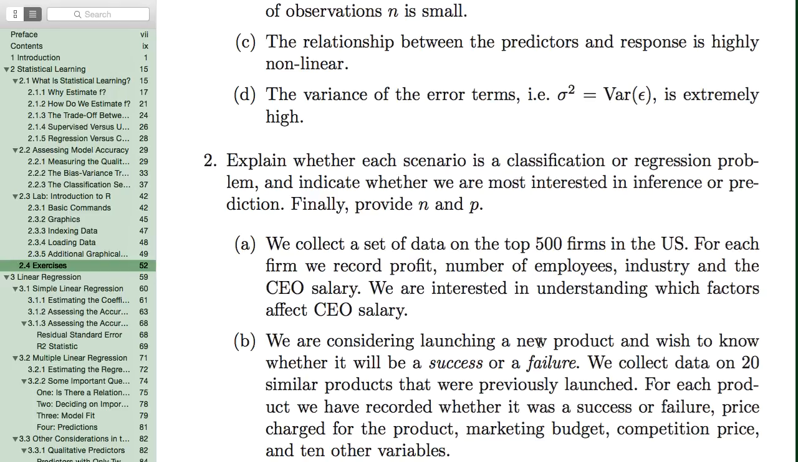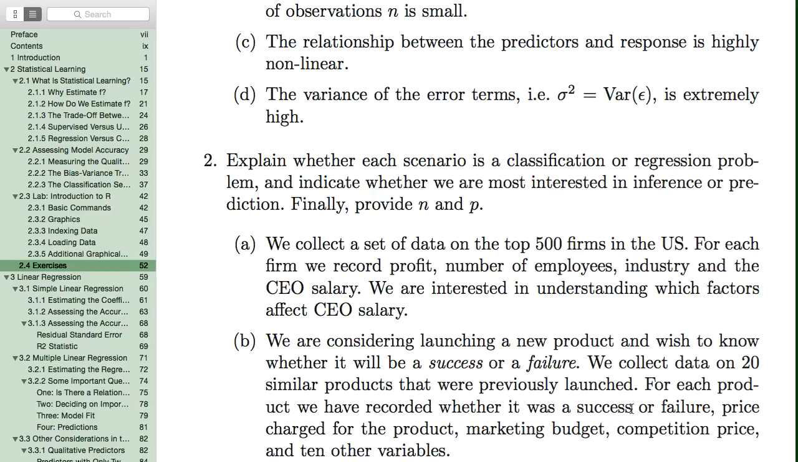Okay, we are considering launching a new product and we wish to know whether it will be a success or a failure. So the outcome here, we already know just from this first sentence, is going to be a classification problem, because success or failure is a qualitative outcome. We collect data on 20 similar products, so that means N is 20, that were previously launched. For each product, we have recorded whether it was a success or a failure, price charged, marketing budget, competition price, and 10 other variables.